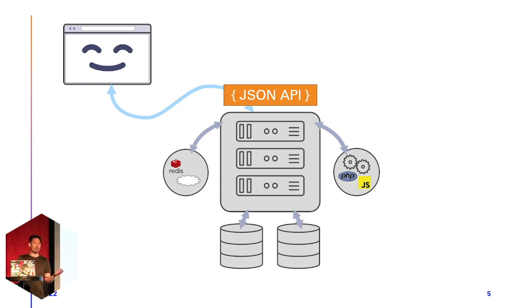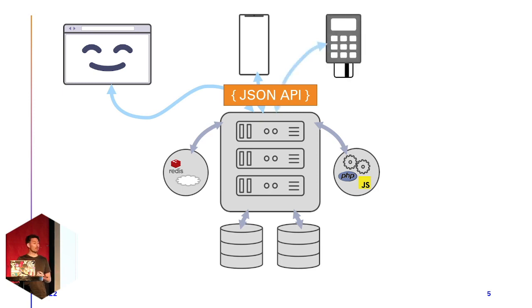So one kind of clear reason, if you just look at the diagram, is that now we can attach other clients to this server pretty easily, like a mobile app. So let's think about e-commerce. You have a web app. Some e-commerce businesses might want a dedicated mobile app. They might even have a point-of-sale system in their shops.